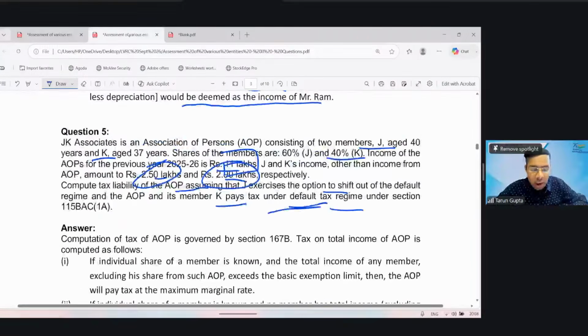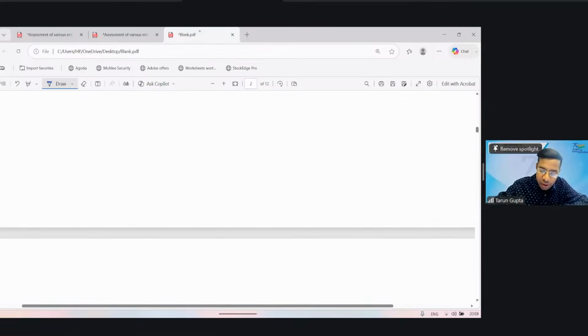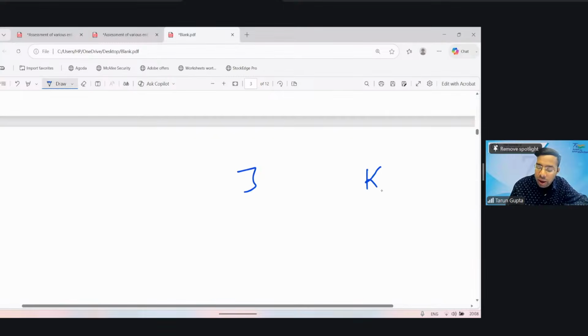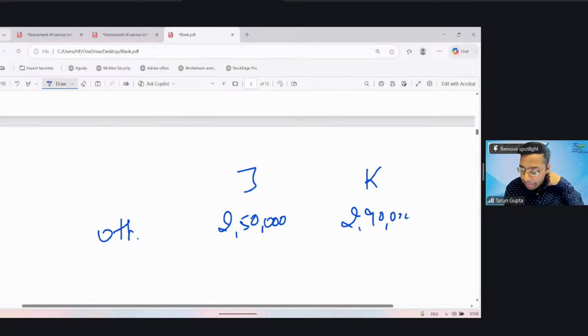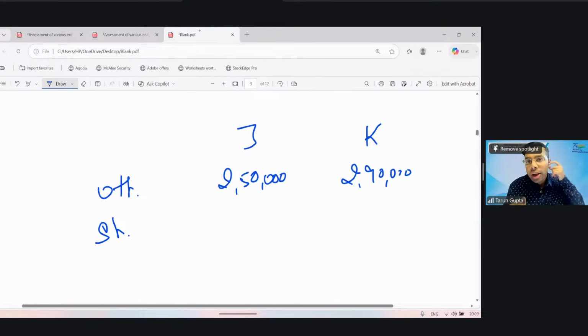So they have their income 2.5 lakh and 2.9 lakh. This is income other than the income from AOP. They will also receive the share in the income from AOP. And what is the share? So Mr. J and K. So J has other income 2,50,000 and K has other income 2,90,000, right? Now share in income of AOP, which is 60% for J. So 60% of 11 lakh, 6 lakh 60,000, and 40% for K, 4 lakh 40,000.